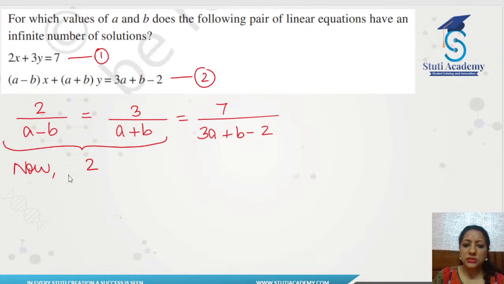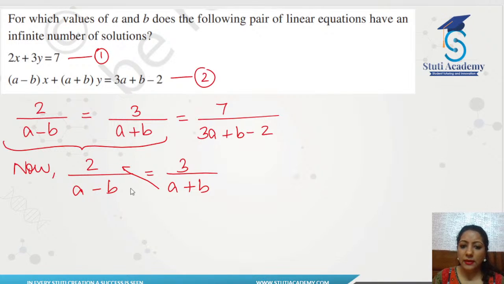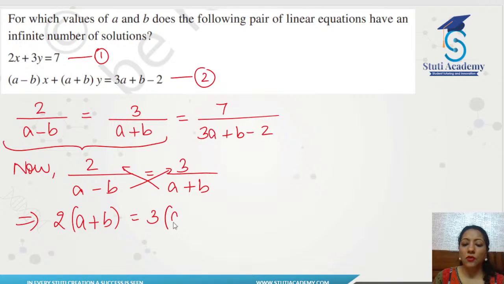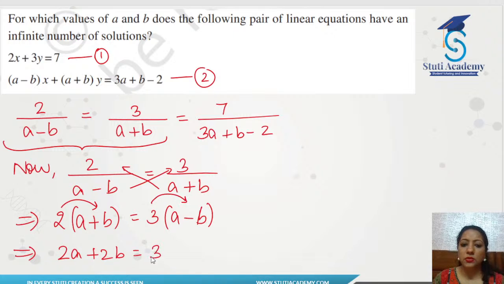If we take these two, we'll try to find a relation between a and b. So we'll cross multiply here. This will get multiplied here and this will get multiplied here. So we will get 2 times of a plus b equal to 3 times of a minus b. Here we take this 2 inside the bracket and we get 2a plus 2b, and this 3 will go inside the bracket, we get 3a minus 3b.